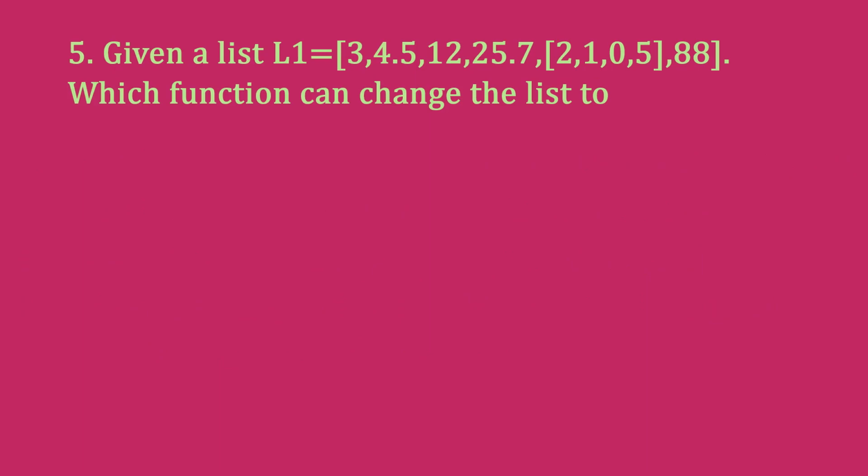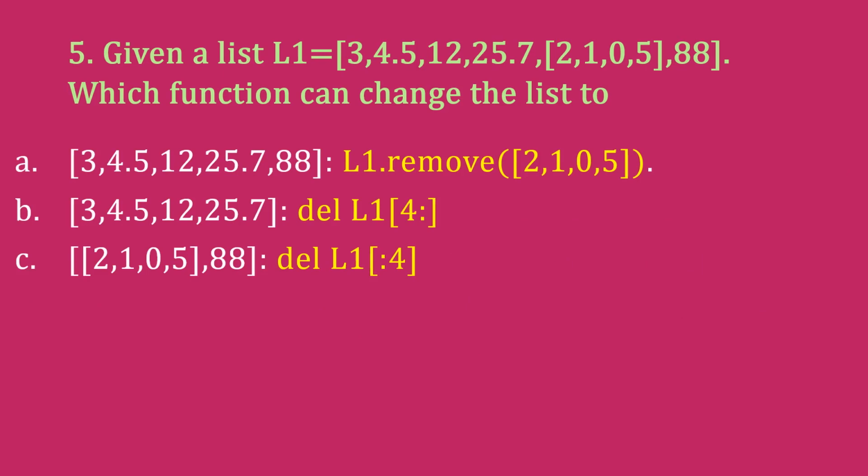Now consider the same list L1. Which function can change the list to 3, 4.5, 12, 25.7 and 88? Here the list contains all the elements except the element present at index number 4, that is 2105. So we can just use the remove function, and within that function we pass the particular element which we want to remove from the list. Now your list will become like this.